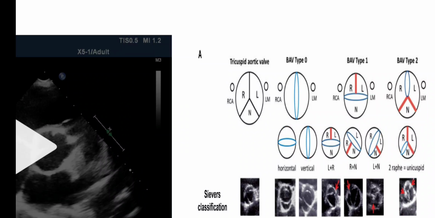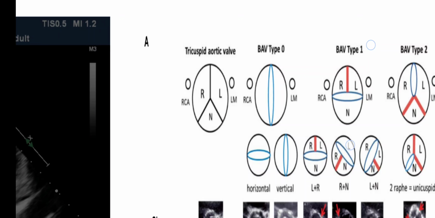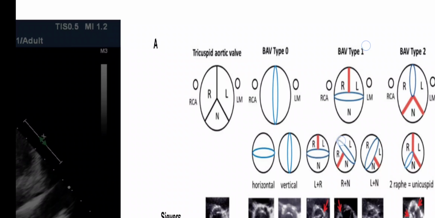In bicuspid aortic valve type 0, there is no raphe. The opening is only like this. Then type 1 has a raphe between the right and left, but only two cusps, between the right coronary cusp and the left main.